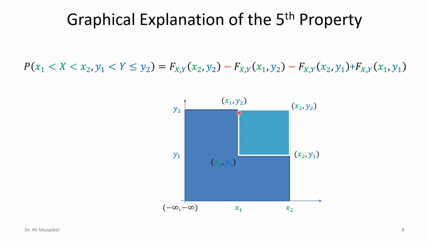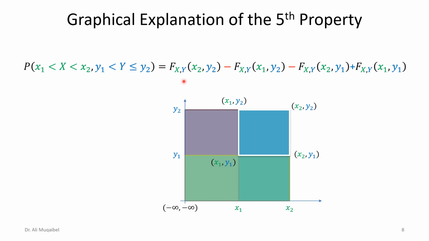x1, y2, okay, so this is going to subtract this region in the left. So we remain with the following region. How do we get rid of this region? If we subtract the CDF at this region, then this is what we have removed. Now remember that we have subtracted this region twice. So what we need to do is to add this again, and this is what this term is doing.